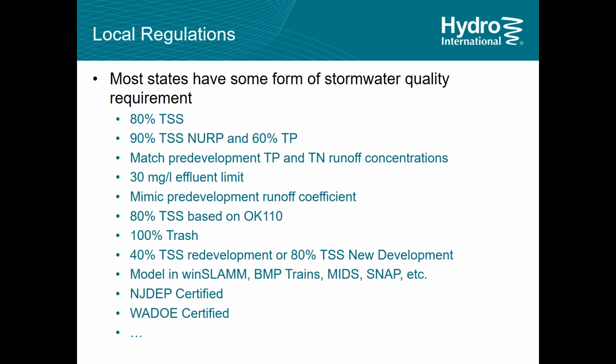And then we have more defined regulations, like the second one there, 90% of TSS based on the NJDEP curve and 60% of total phosphorus. This is something we see in Minnesota. So they start to really define more closely what it is. Regulations like matching pre-development total phosphorus and total nitrogen, where you've got to match the post-development to the pre-development conditions. In some areas, we have to control the effluent to a limit, like 30 milligrams per liter, and this is one we see in Colorado and Denver.